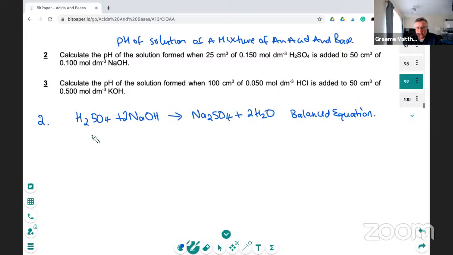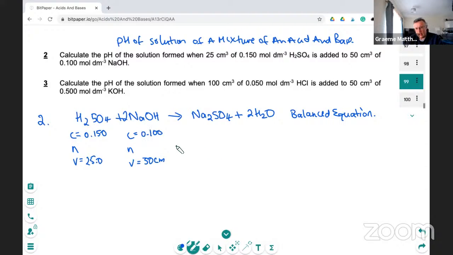Then I always write down, just a habit, CNV: concentration, moles, volume. Let's say we've got 25 cubic centimeters of 0.150 molar sulfuric acid added to 50 cubic centimeters of 0.100 molar sodium hydroxide.